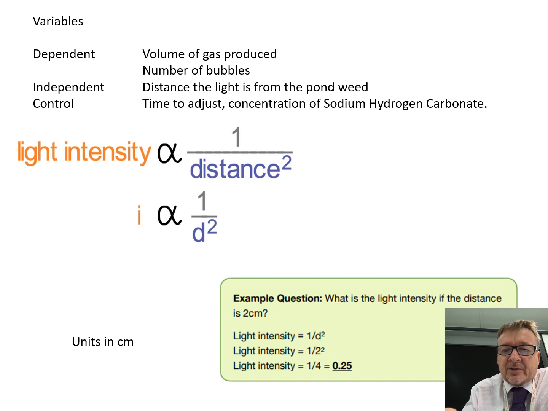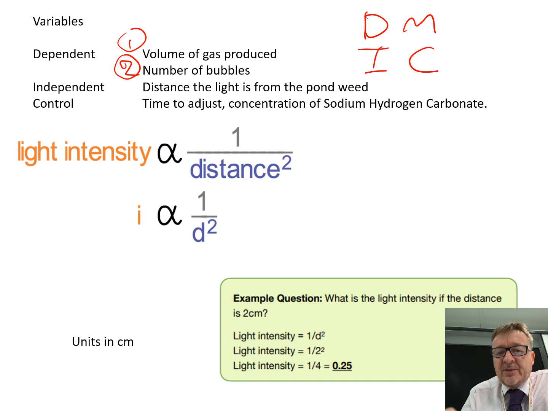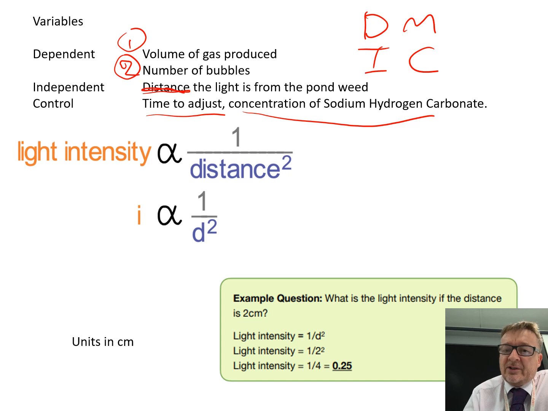Right, so variables, don't mess them up. The dependent variable is what you measure during the practical. So it could be the volume of gas collected in the measuring cylinder, or it could be the number of bubbles. Independent is what you change between experiments, which is the distance. The control variables are the time that you allow it to adjust and the concentration of sodium hydrogen carbonate, because you've got to allow the plant to actually adjust to the change in the light.